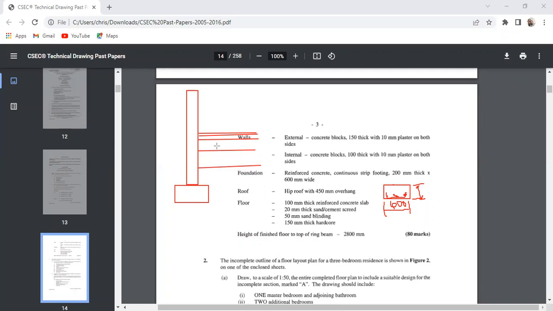So for this we have our sand binding. Above that we have our sand cement screed. Here we have the slab detail. And below here we have the hardcore. And below the hardcore we have the earth.